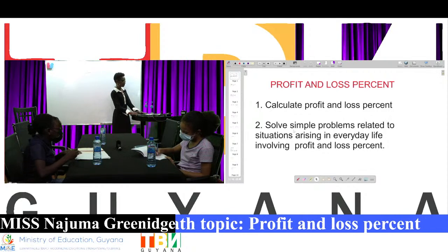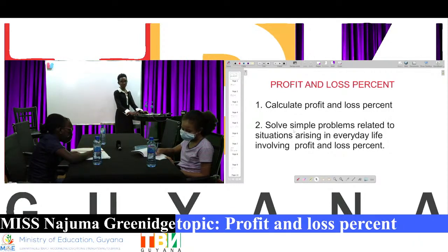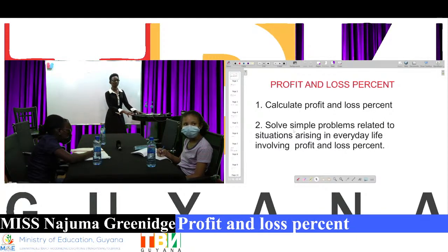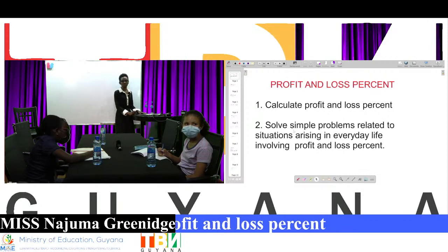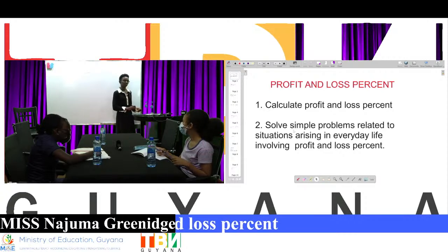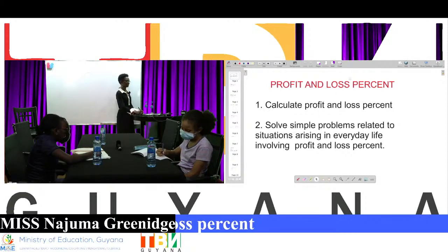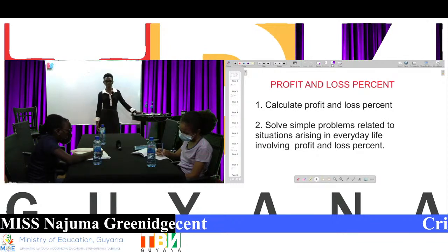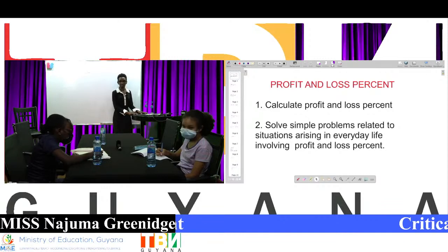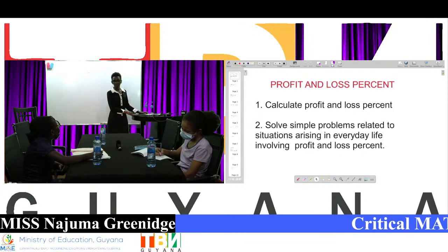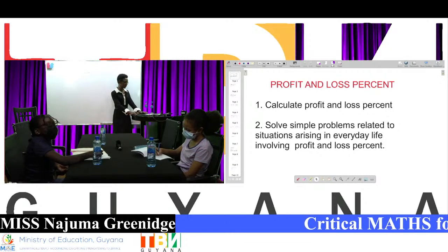All right? So we have 2 objectives for today. The first objective is to calculate profit and loss percent. And our second objective is to solve simple problems relating to situations arising in real life as it relates to profit and loss percent. All right? So if you can remember from the last time, we had mentioned that profit is the amount of money gained, right? And loss would be the amount of money lost.